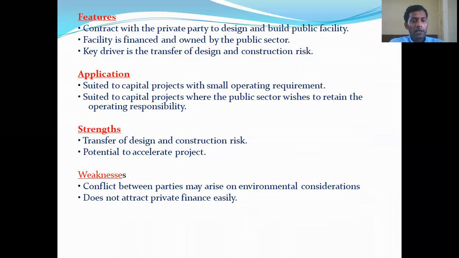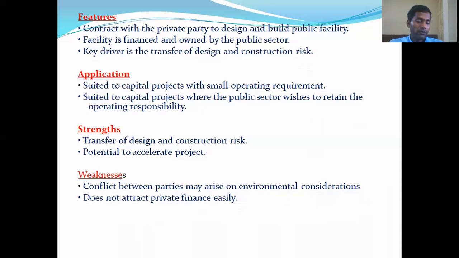Then what about the suitability or application? It is suitable for capital projects with a small operating requirement, suited to capital projects where the public sector wishes to retain the operating responsibility. It's applicable in two types of project. The strengths of triple P: transfer of design and construction risk, and potential to accelerate the project. These are the two strengths. When it comes to weaknesses, conflict between parties may arise on environmental considerations, and it does not attract private finance easily. This is the weakness of triple P.